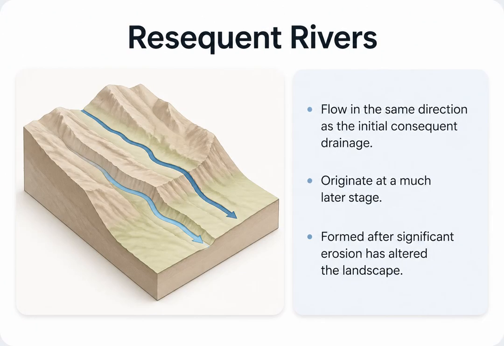The final concordant type is the resequent river. A resequent river flows in the exact same direction as the initial consequent drainage. However, they originate at a much later stage in the landscape's evolution, hence the prefix re. They develop after significant erosion has lowered the landscape, but they still follow the original regional slope.